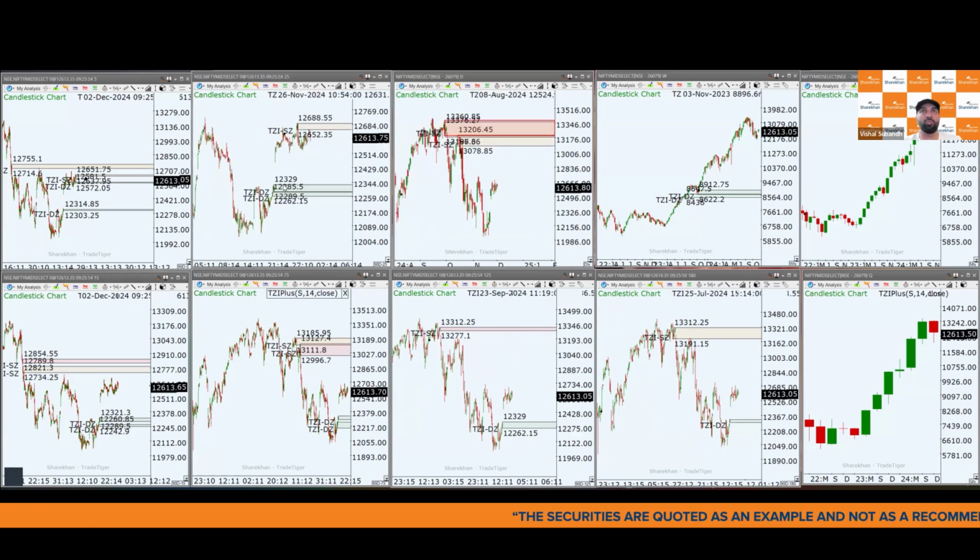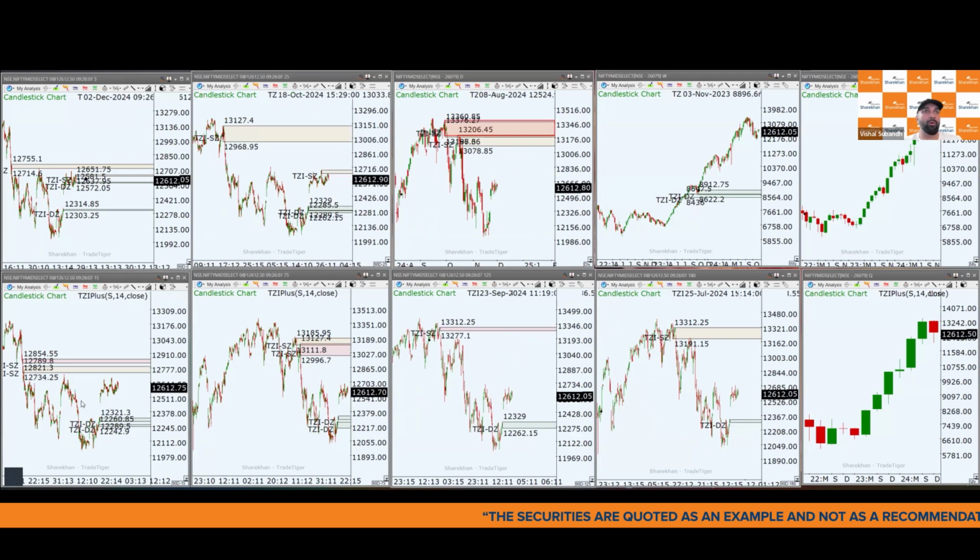Okay, so keep a close watch on this level of demand, 12,329 to 12,262 on the 15-minute chart, and the level of supply, 12,734 to 12,854, which is going to be a key level of supply for MidCap Nifty on the 15-minute chart.